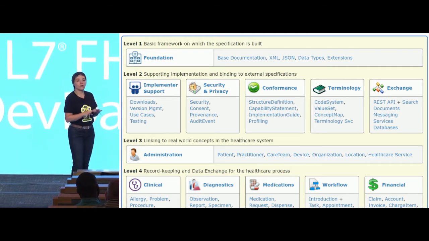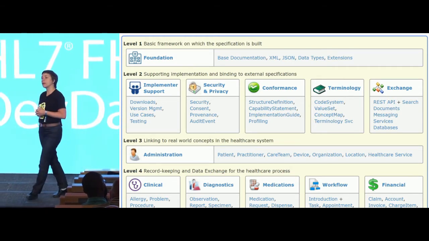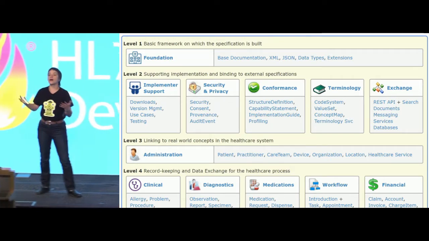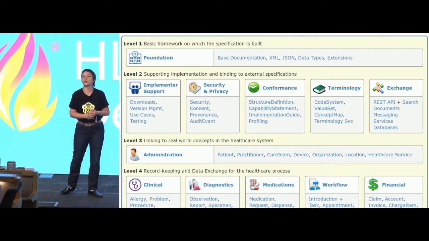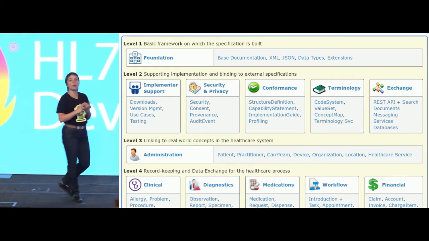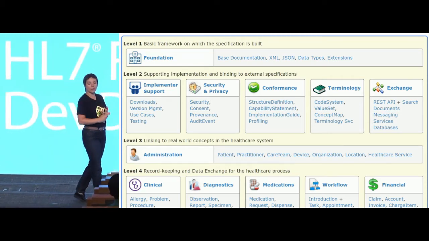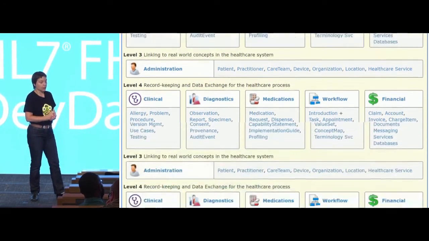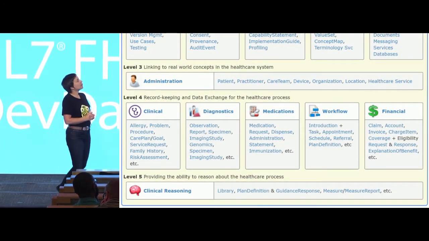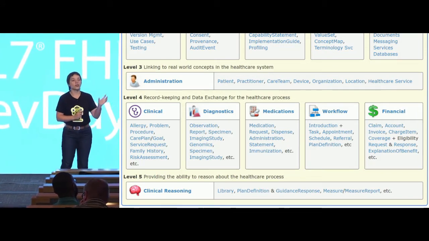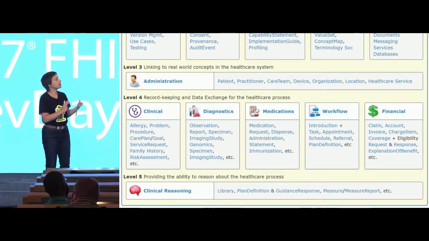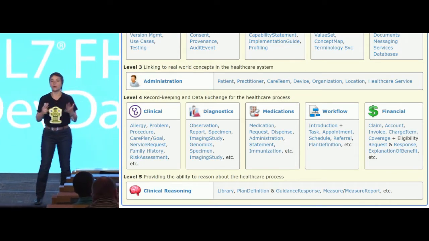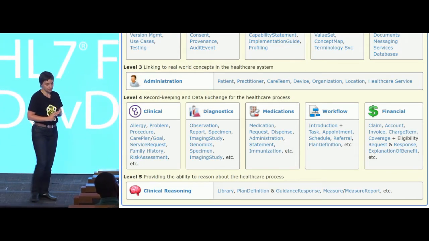On level 3, we have the administrative resources. These are basically a bunch of resources that you will probably need regardless of what your specific use case is. You will probably always need a patient resource or a practitioner resource or an organization. On the 4th level, we have groups of resources that pertain to a specific use case, like clinical information, diagnostics, medication, workflow, financial, and more.